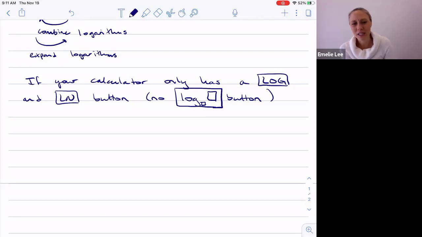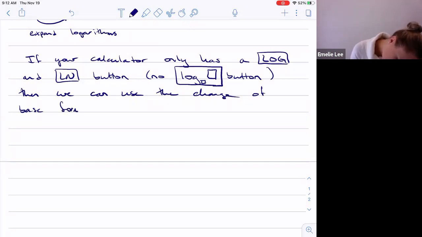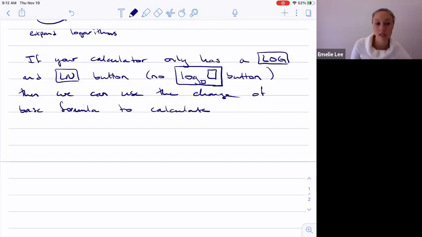But it is really good because what if you're working in industry and you don't have your trusty fancy calculator? Maybe you're just working on your phone or whatever. Your phone doesn't have the fancy button, and that's okay. So if you're stuck and you don't have this fancy button, then we can use the change of base formula to calculate logs of any base.